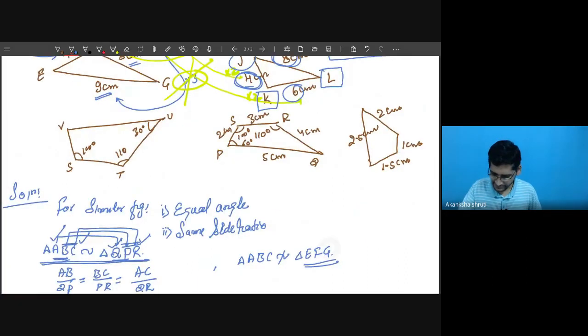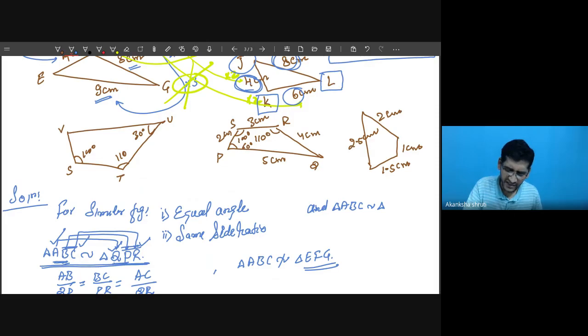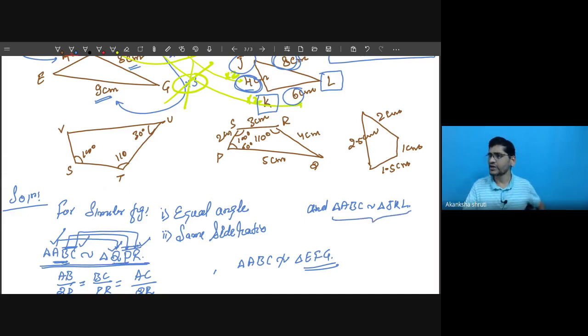And I'm writing here triangle ABC is matching with triangle JKL. From this, if you need to write the ratios, you can blindly write the ratios.